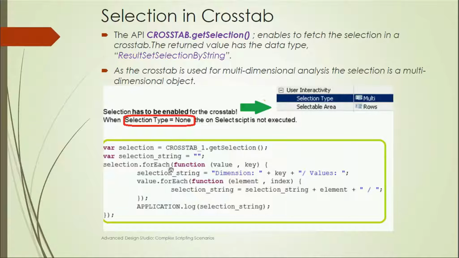If you see, this is one of the scripts written, where getSelection is one function. For that selection variable, we use a for loop which loops over each and every dimension, with key and values. Suppose we want to add a slash, we can append it in this data, and then we can log that selection string, whatever we are writing. This way we can use the getSelection function for Crosstab.